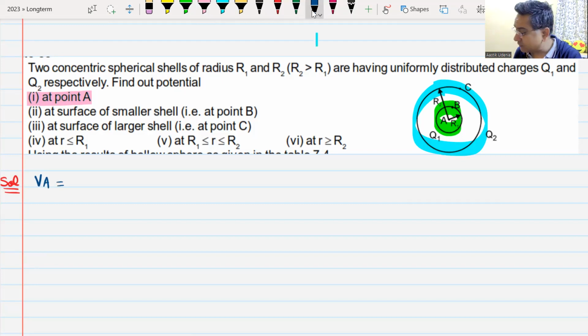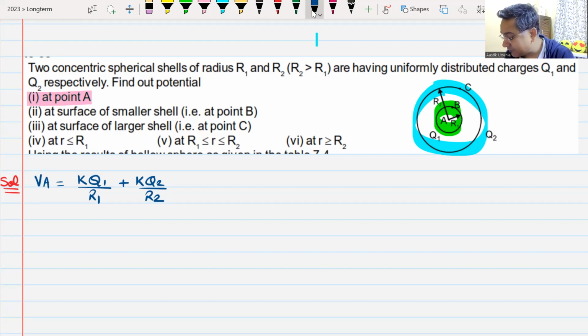Potential of point A due to the green sphere: this point is inside the sphere, the center of the shell. The potential will be K Q1 by R1. Any point inside the shell, potential is same as on the surface of the shell, whether it is the center of the shell or any point inside. So K Q1 by R1 is the potential due to the green shell. What will be the potential due to the blue shell? For the blue shell also, this point is inside. The potential will be same as on the surface of the shell, K Q2 by R2. That is your answer number 1.